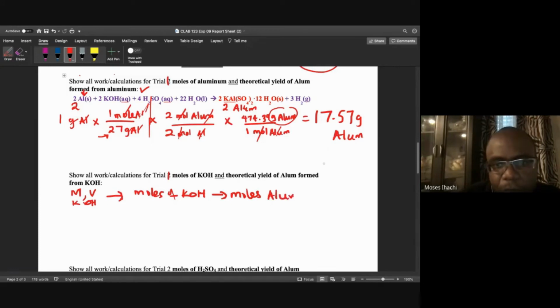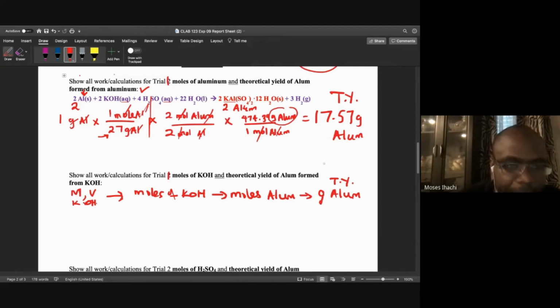And then from moles of alum, we'll convert it to grams of alum. By the way, the answer we are getting here, we are looking at theoretical yields. All these grams are theoretical yields. So whichever starting material reactant will give us the least theoretical yield will be the limiting, and in fact, the same process will in turn give us the theoretical yield. So we are killing two birds with one stone.